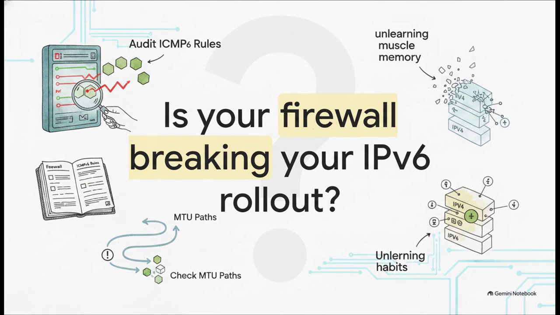Which brings us to a really uncomfortable question, one you probably need to ask yourself today. Is your firewall silently breaking your IPv6 rollout right now, just because of inherited IPv4 habits? Take the time to audit those ICMPv6 rules, check your MTU paths, and seriously, unlearn the muscle memory that's holding you back.